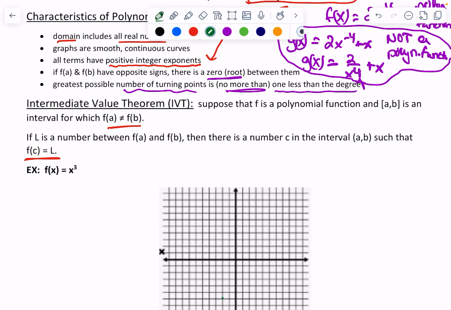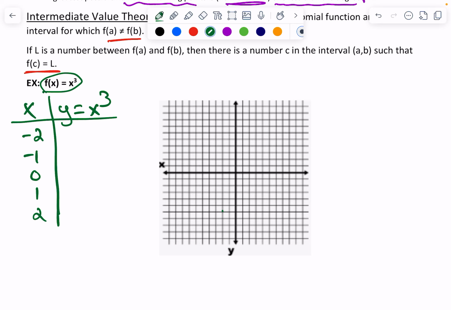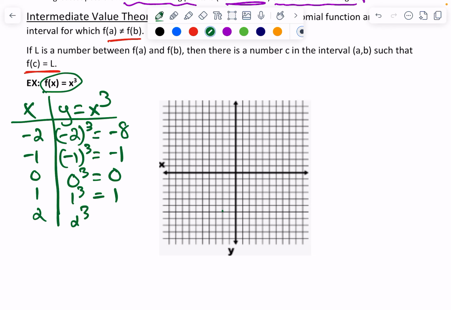We're going to first graph f of x equals x cubed. So let's do a table here, and we're going to do -2, -1, 0, 1, and 2 for x's. So when we plug in -2 here, -2 cubed is -8. -1 cubed is -1. 0 cubed is 0. 1 cubed is 1. And 2 cubed is 8.